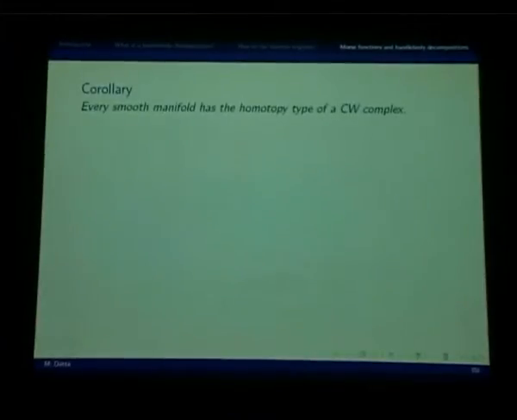Now what is the outcome of this? How can we use this information? In fact, it is an immediate corollary to the above, that every smooth manifold has the homotopy type of a CW complex.